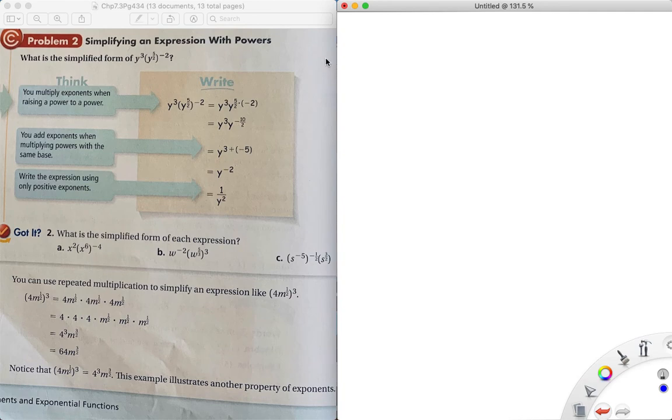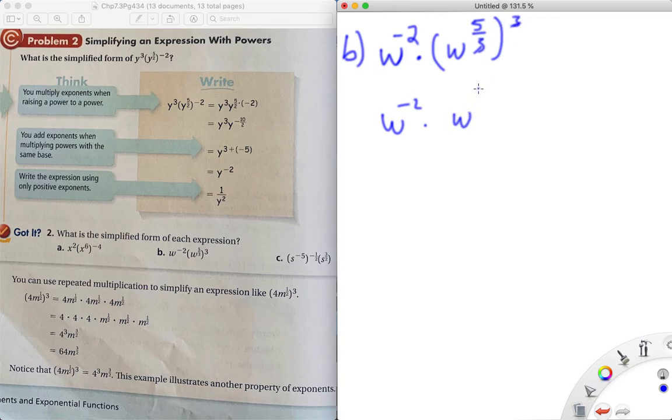Got it, on to B. I have w to the negative 2 times w to the 5/3 raised to the 3rd power. Again, we have multiplication right here. We have w to the 5/3 raised to a power over here. So we're going to multiply the 3 times the 5/3, which gives me w to the negative 2 times 3 times 5/3. The 3's cancel out, which gives me w to the 5th power.